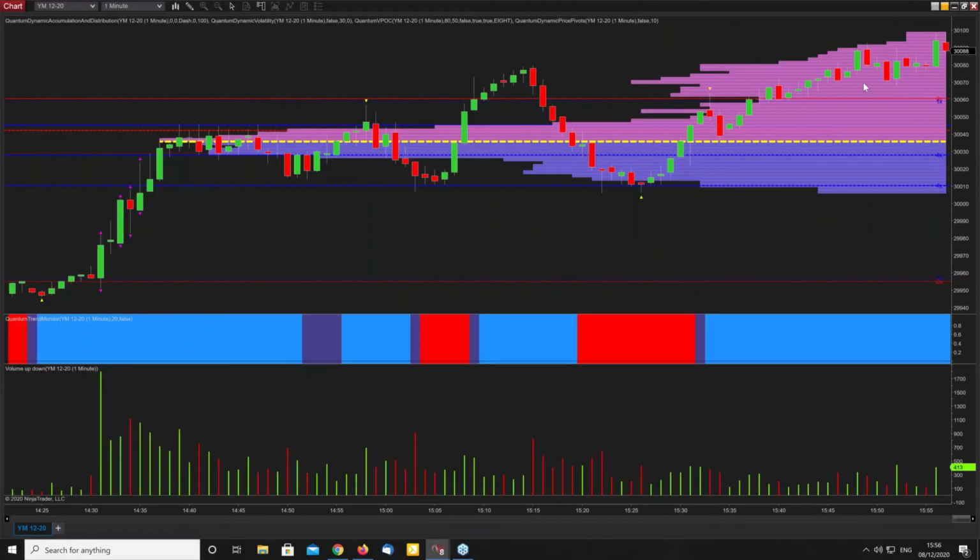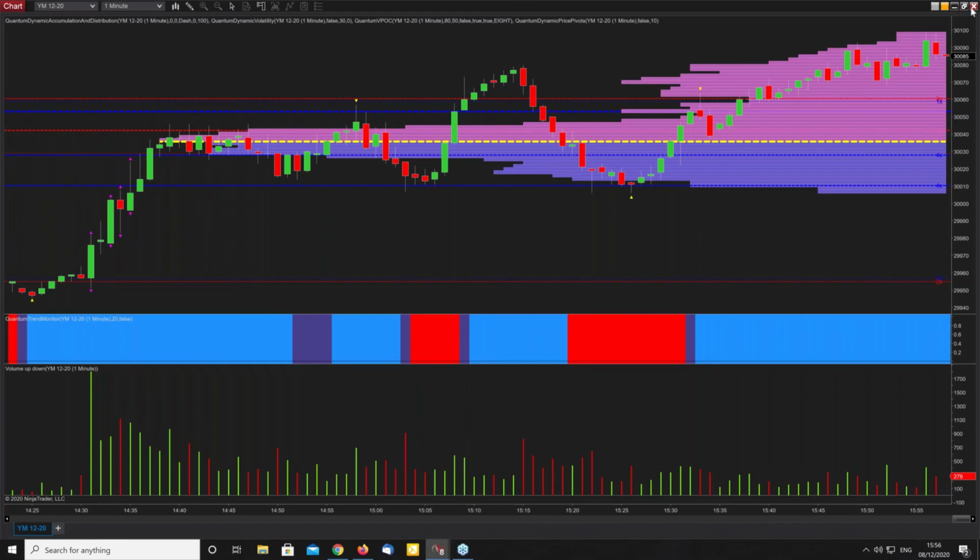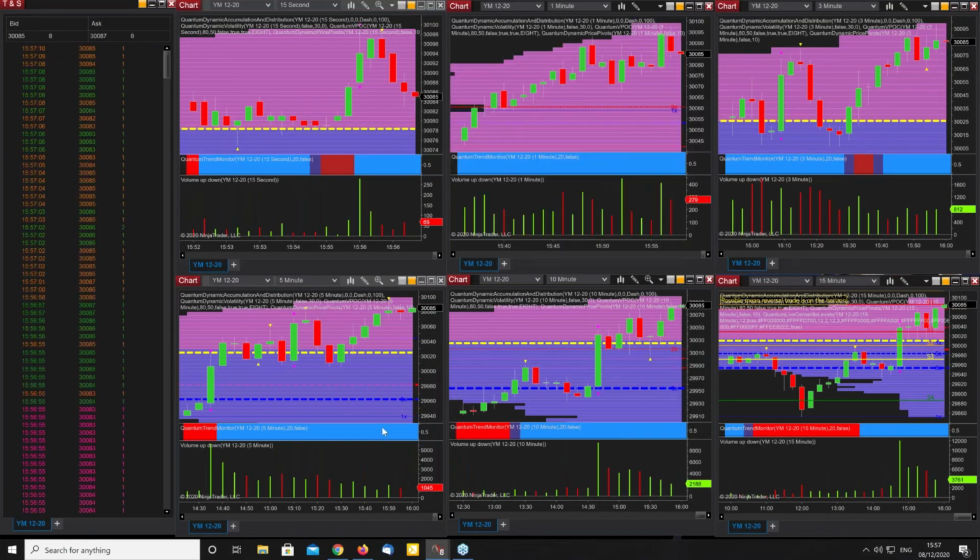Up onto the 1 minute, decent volume under that candle, that's okay. We're starting to push up into this low volume region up here. Trend monitor's been blue throughout, all this stuff here. Still holding you in. Blue down here and still blue over here.